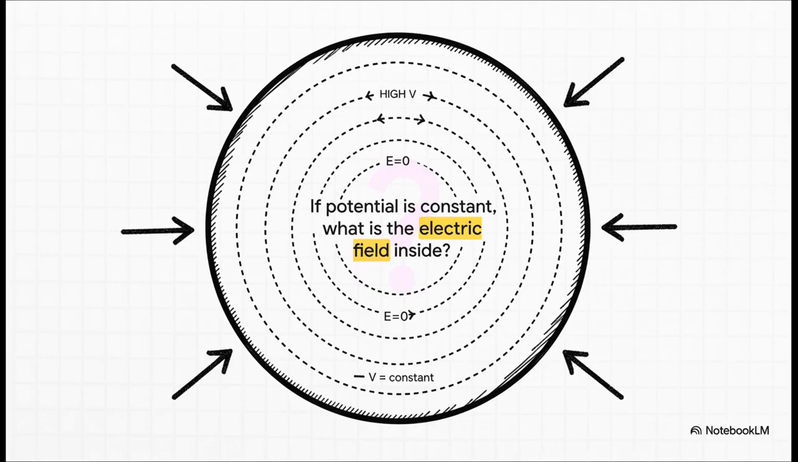And that brings us to one last question to leave you with. We've established that an electric field is basically like a slope, right? It only exists when there's a change in potential. So if the potential inside that hollow sphere is completely flat, completely constant, what does that tell you about the electric field inside of it? I'll let you think about that one. The answer is the whole reason shielding works in the first place.